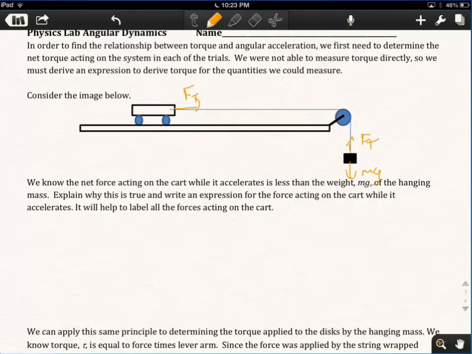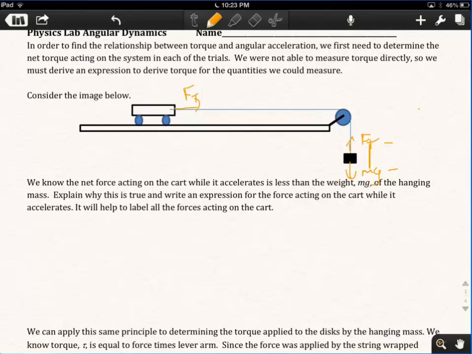What can we say about Ft? Is Ft and mg the same size? Well, we know they can't be. If they were the same size, then these two forces would exactly balance and this thing wouldn't move. There would be no acceleration, so this thing would just sit there. But we know when we let go of the cart, the mass falls, it accelerates to the right. So we know Ft has to be less than mg.